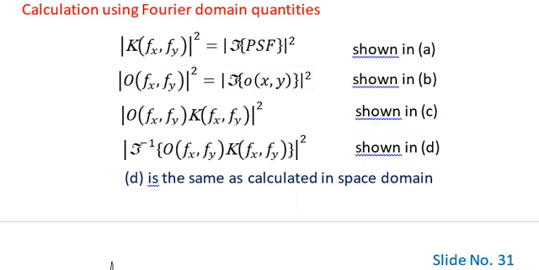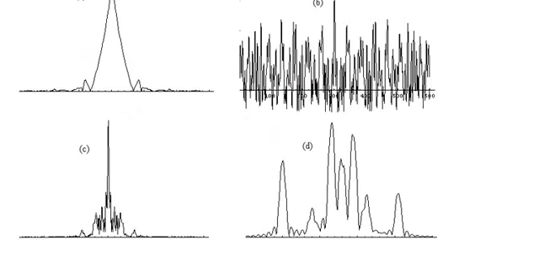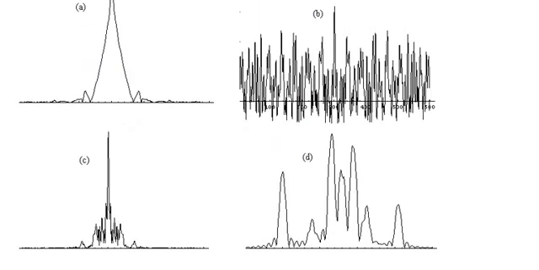Now you see that in C, what we have shown is that we have multiplied the Fourier transform of the object with the Fourier transform of the kappa function, and after multiplication we have shown their absolute value, which is shown in part C over here. What we have done is that we have multiplied the quantity in A with the quantity in B, and then we have obtained the result in C.